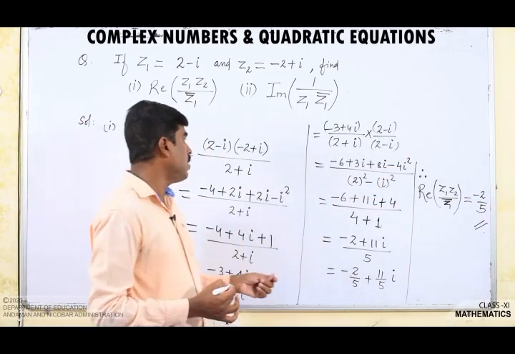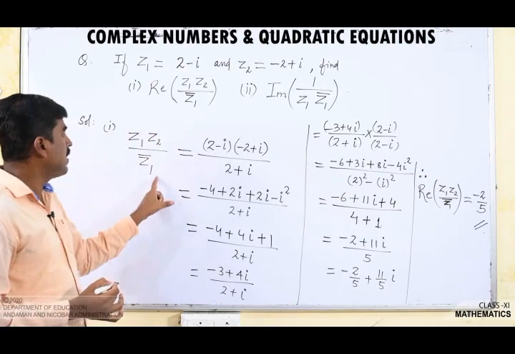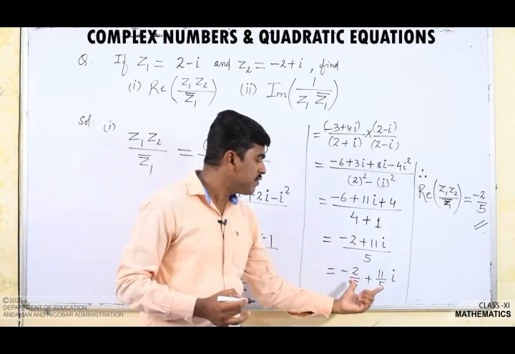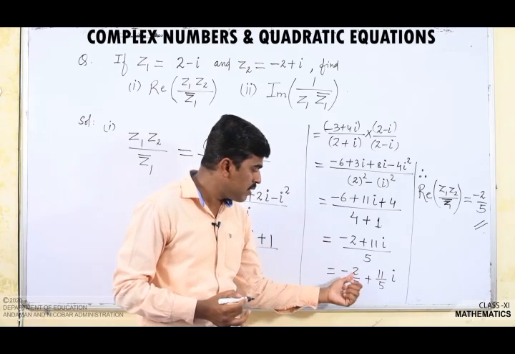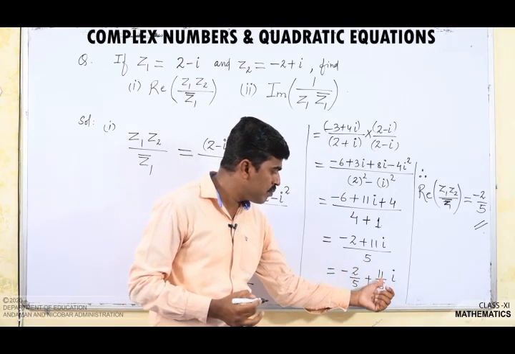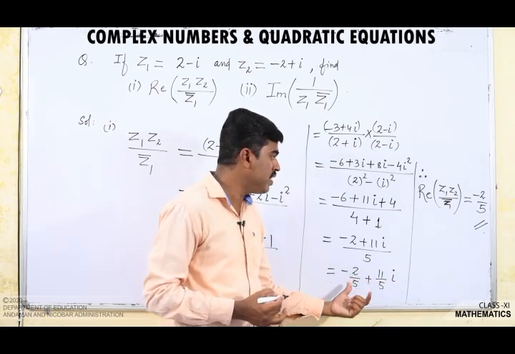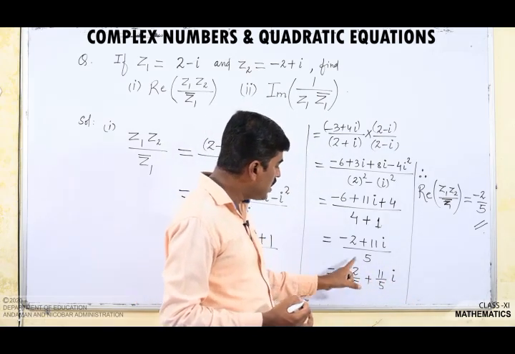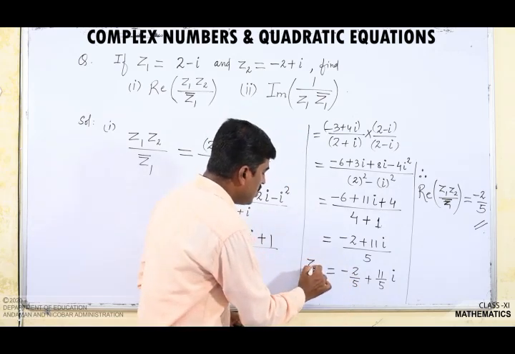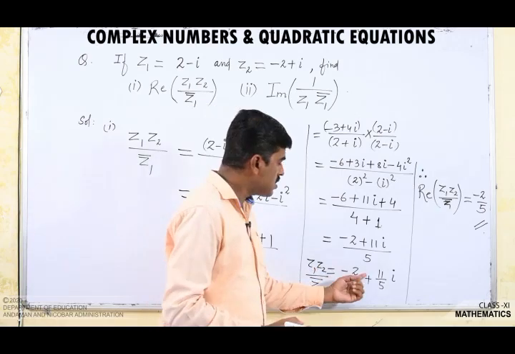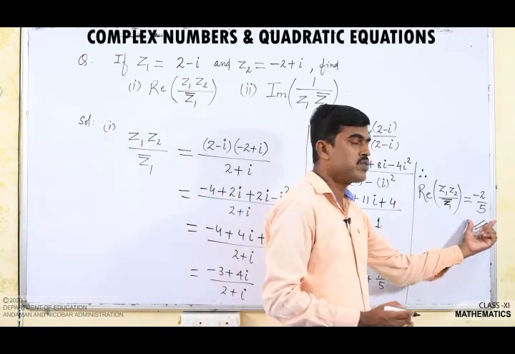Okay. First, you have to express this complex number, that is Z1 into Z2 divided by Z1 bar in the standard form, and we got the standard form as minus 2 upon 5 plus 11 upon 5 I, that is in the form of a plus bi. Here the real part of this Z1 into Z2 upon Z1 bar is minus 2 by 5. So, this is the answer.